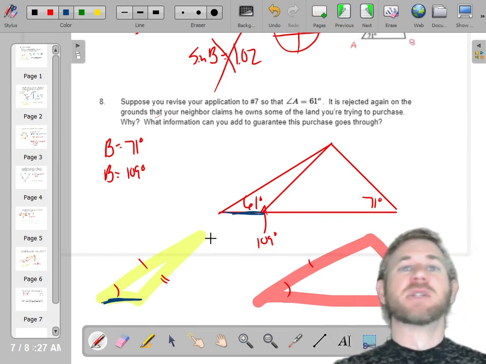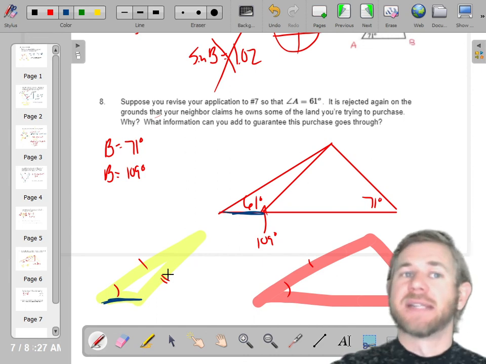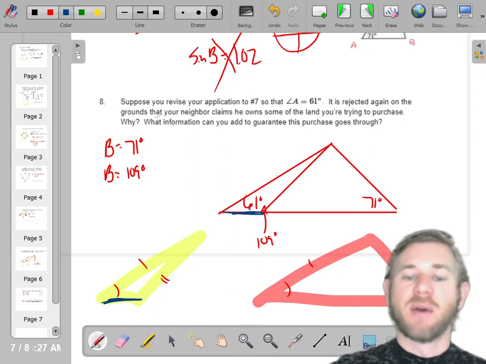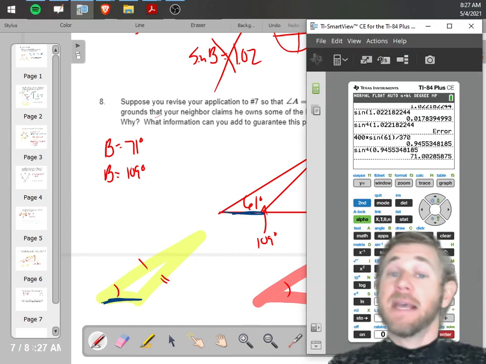But the important thing here is you understand if you are given angle side side, it is ambiguous and you need to know how to find both triangles. So that's all you got.